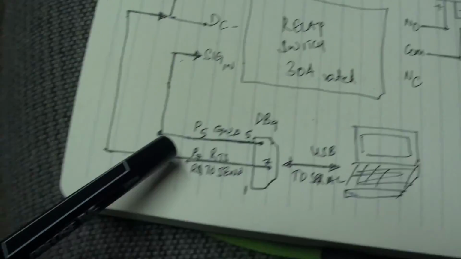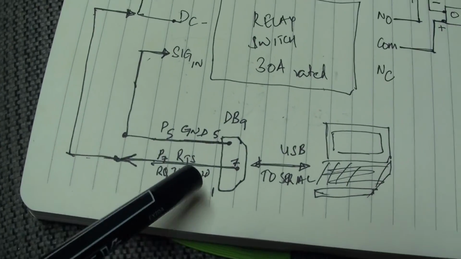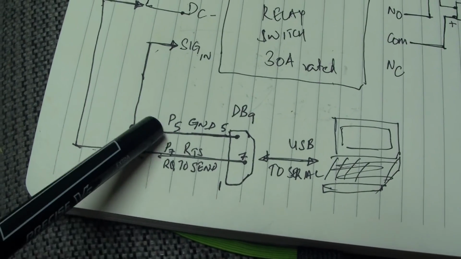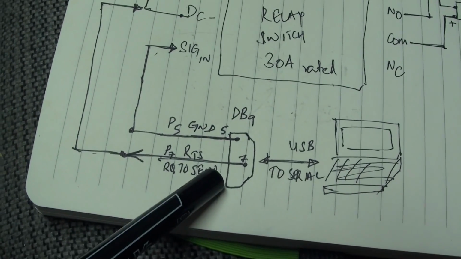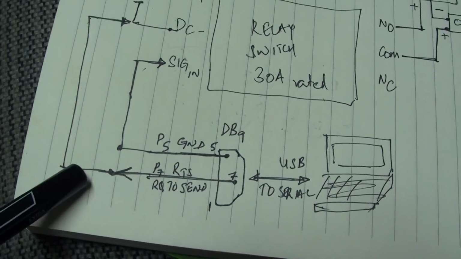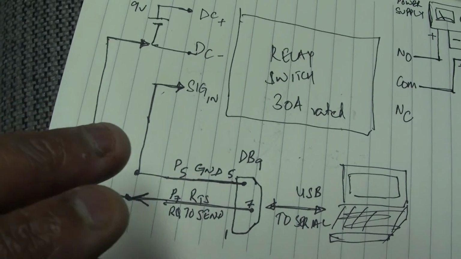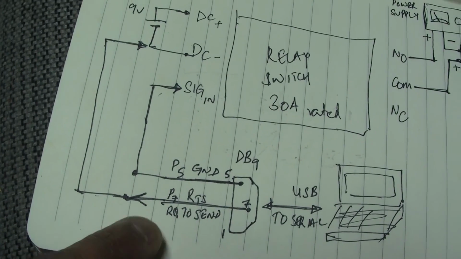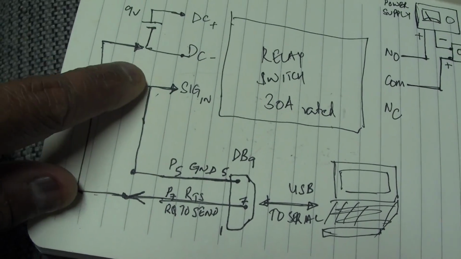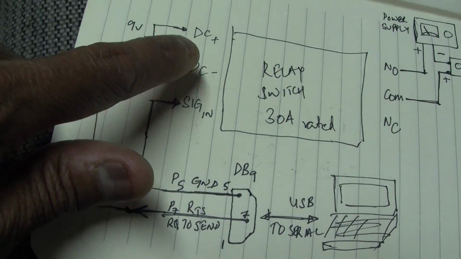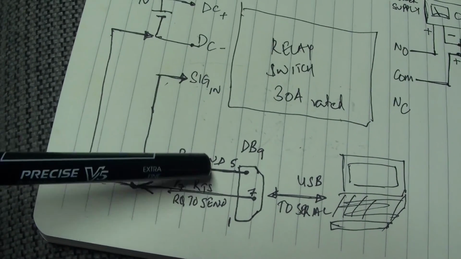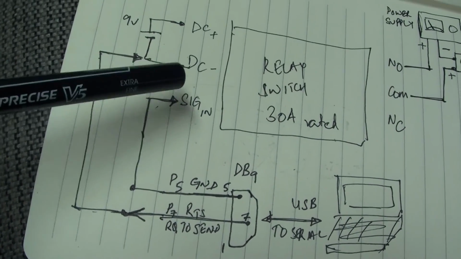The only thing that you should keep in mind is the grounding wire and the signal or the request to send wire has to be flipped so that the request to send wire is hooked up to the DC negative, and the grounding wire is hooked up to the signal in.